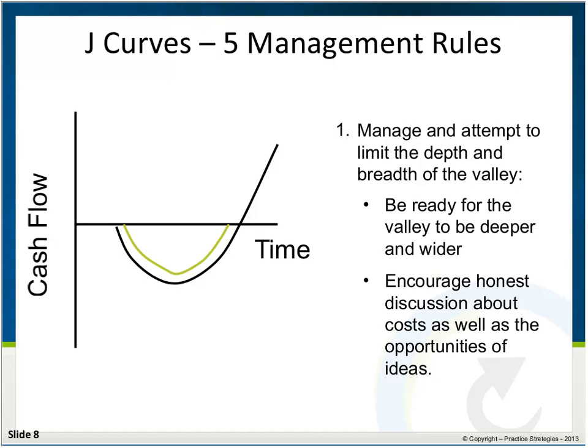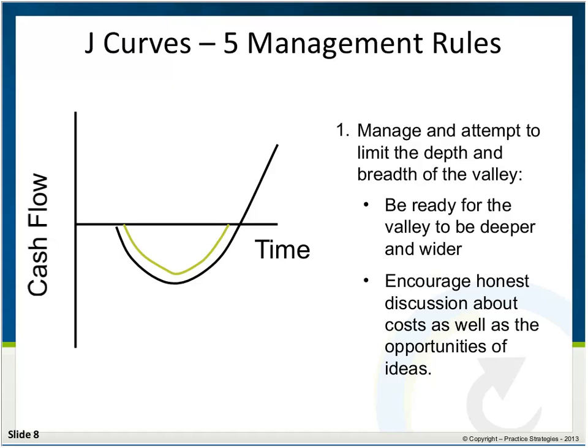Good rule of thumb, and you may well wonder how I know this. I know this because we've tracked thousands of J-curves through business. Good rule of thumb is that J-curve valleys will typically be twice the depth and twice the width of your initial assessment.